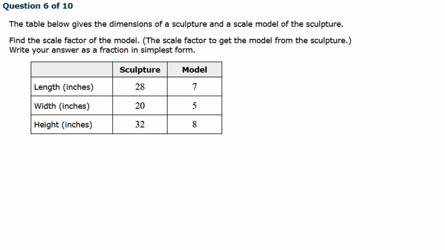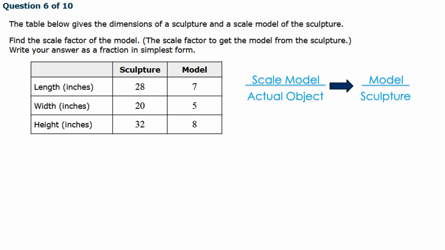Question 6. The table below gives dimensions of a sculpture and a scale model of the sculpture. Alright, once again, scale model goes above the actual object. So we have the model over the sculpture. Now this one's a little different, a little tricky from the last question I showed you because the model's on the right side instead of the left side. Don't let that confuse you. Remember which one's the actual item and which one is the scale model of the item.